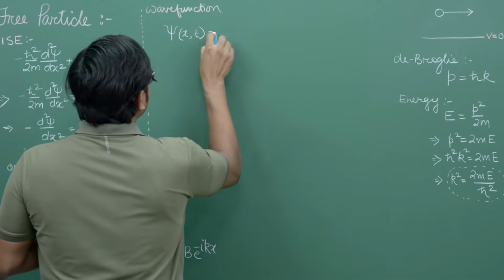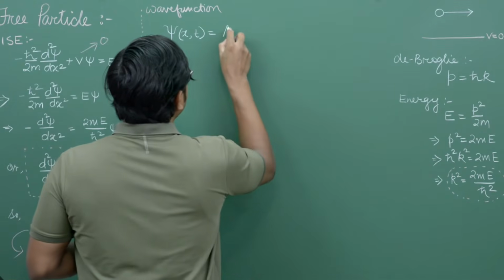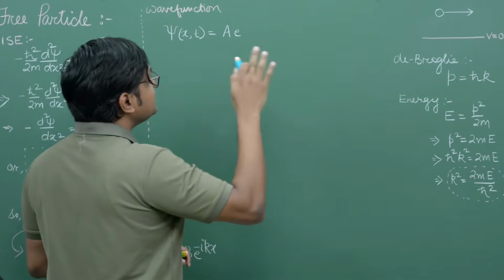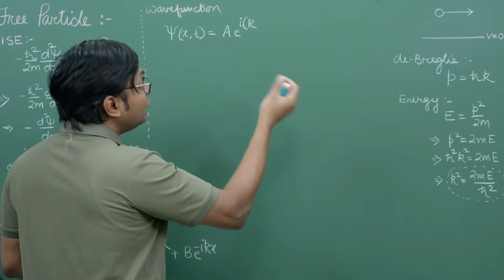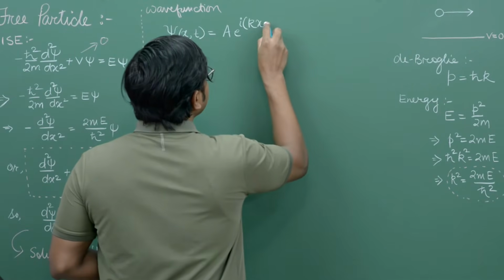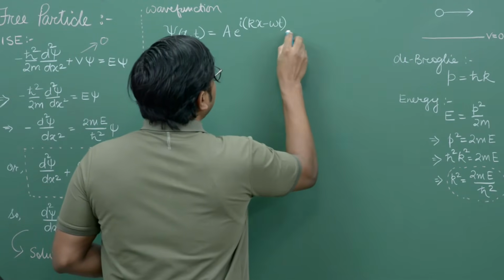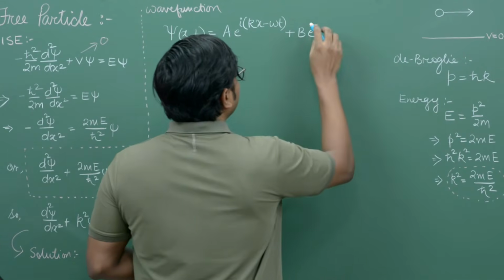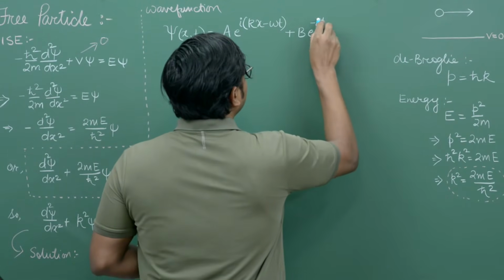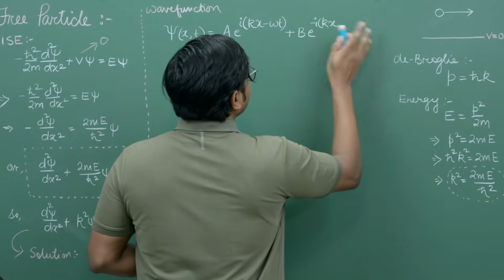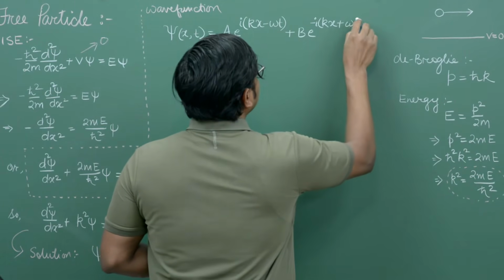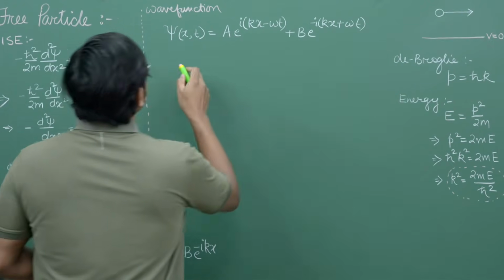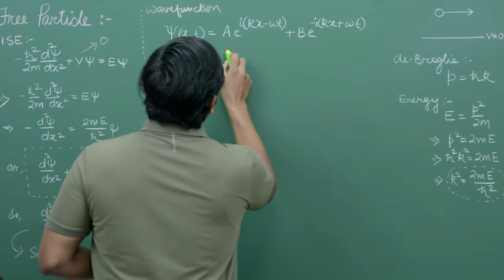So thereby we get A e to the power iota (kx minus omega t), the time dependent part being iota omega t. So this is going to be kx minus omega t, and plus B e to the power, here I have minus iota kx, again minus minus becomes plus omega t. So this is your wave function solution for a free particle.